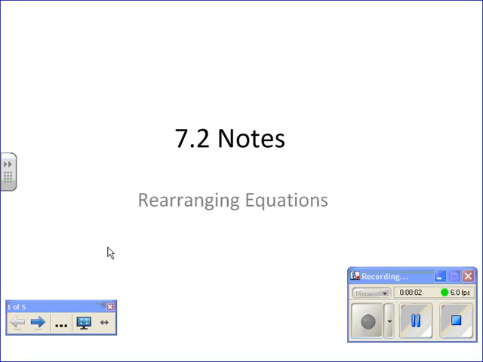Hi everyone, welcome to our 7.2 lesson. We're looking at how to rearrange an equation that's not in slope-intercept form into slope-intercept form. So I'll get you to have your 7.2 notes out and let's go ahead.